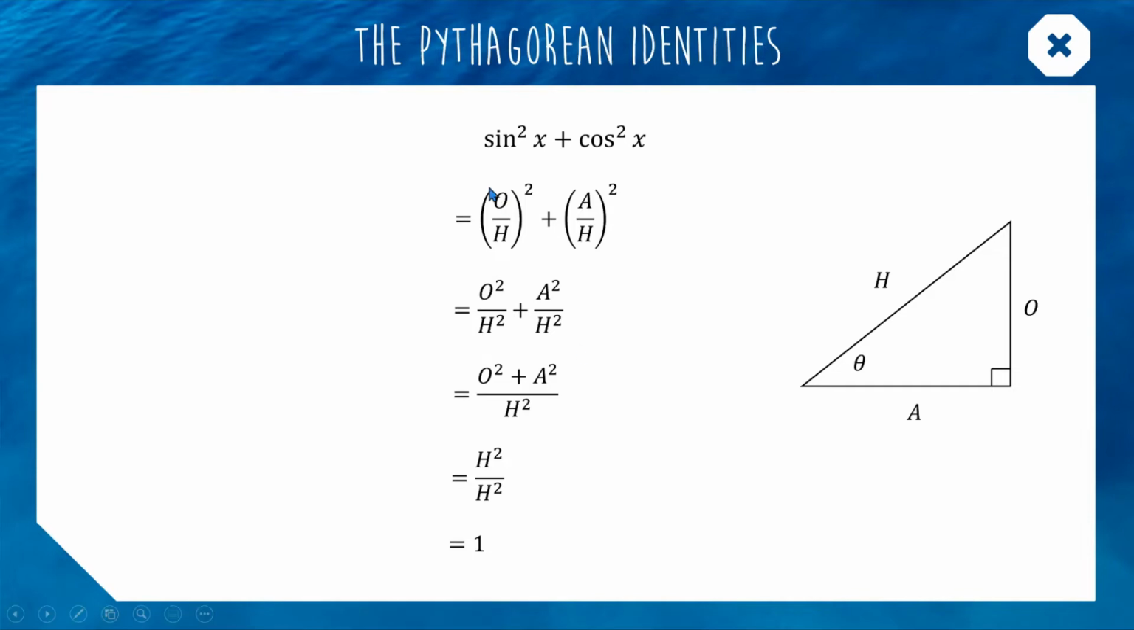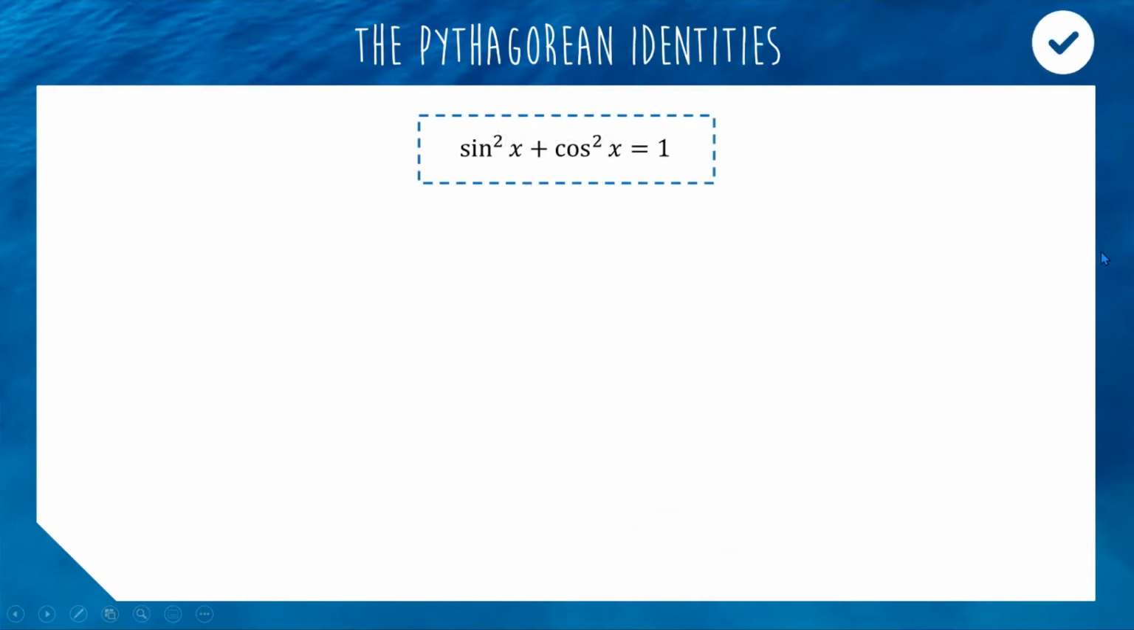So it's a cool fact that no matter what this angle x is, as long as it's the same angle and you're doing sine squared plus cos squared, the answer is always going to be 1. Isn't that just so amazing? Maths is beautiful. All right, so there's our first Pythagorean identity.